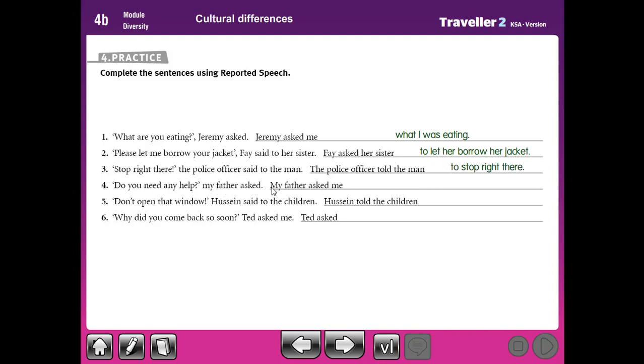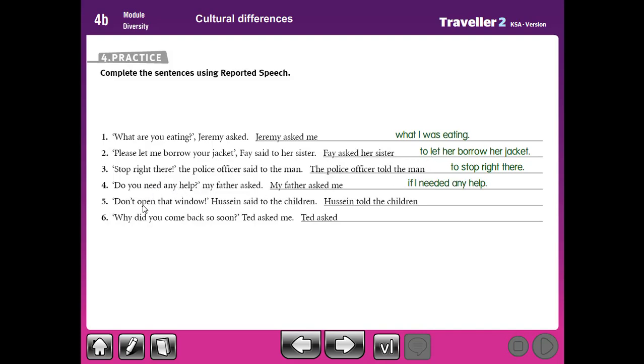Do you need any help? My father asked. So my father asked me, right? We change do into what? Into if or whether. That's very good. This is the first change. And then we change you into I. And we change the present simple need into past simple needed. That's very good. So if I needed any help.